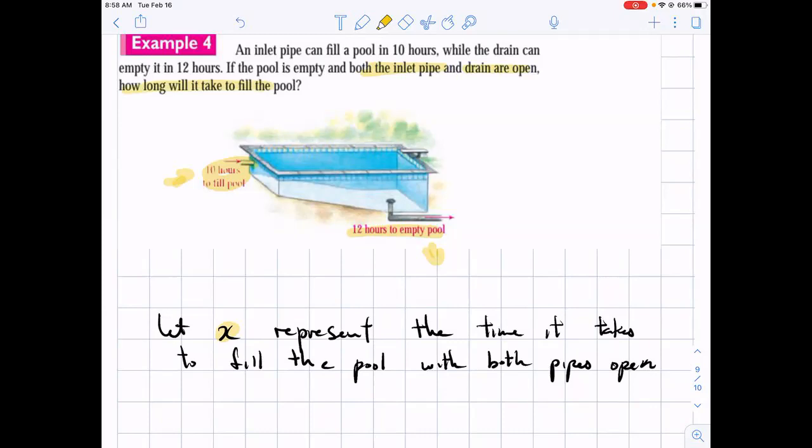Now, if the inlet pipe can fill the pool in 10 hours, so here is my inlet, and here is my out. So if the inlet pipe can fill the pool in 10 hours, then in 1 hour, it is 1 over 10. So this is 10 hours to fill. In 1 hour, it'll be 1 over 10. And if it takes 12 hours to empty, in 1 hour, it'll be 1 over 12.